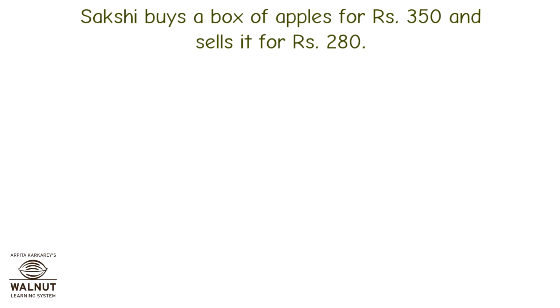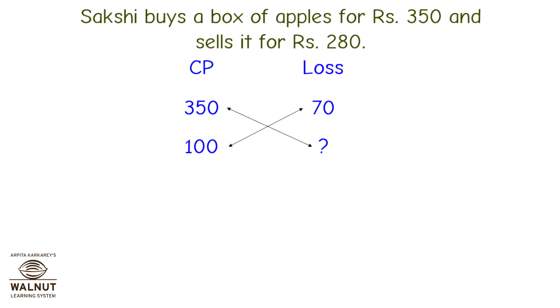So we'll make two columns. Write CP in one and loss in the other. Then put the values below CP and loss. For rupees 350 CP, loss is rupees 70. For rupees 100 CP, what is the loss? Here, we can do the cross multiplication.